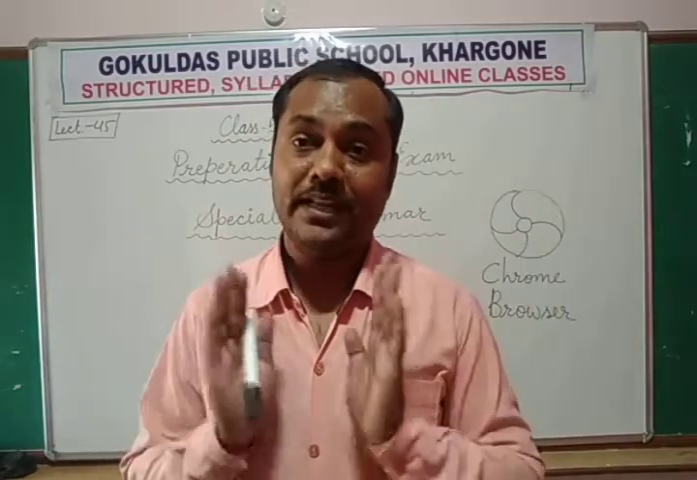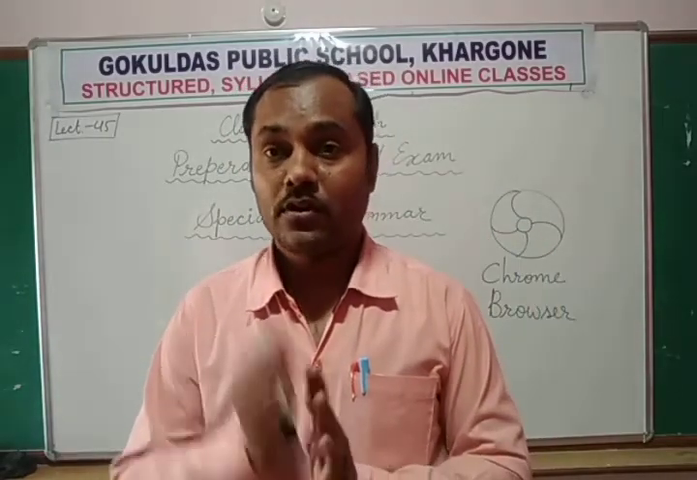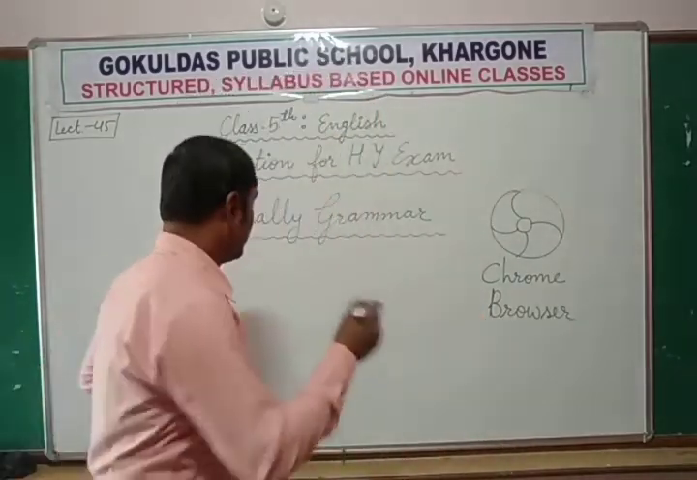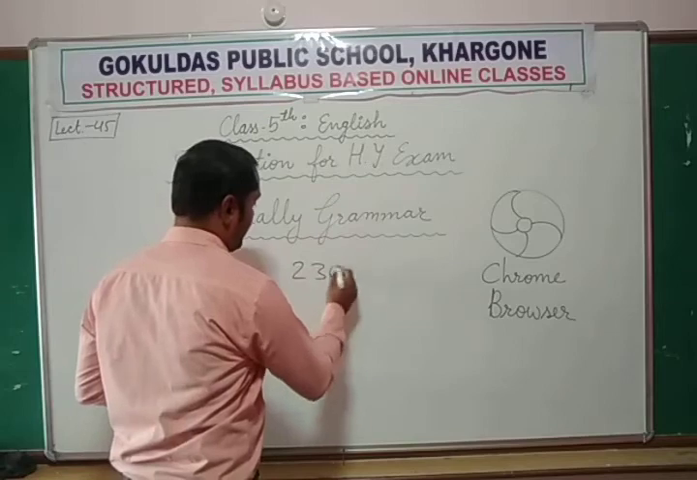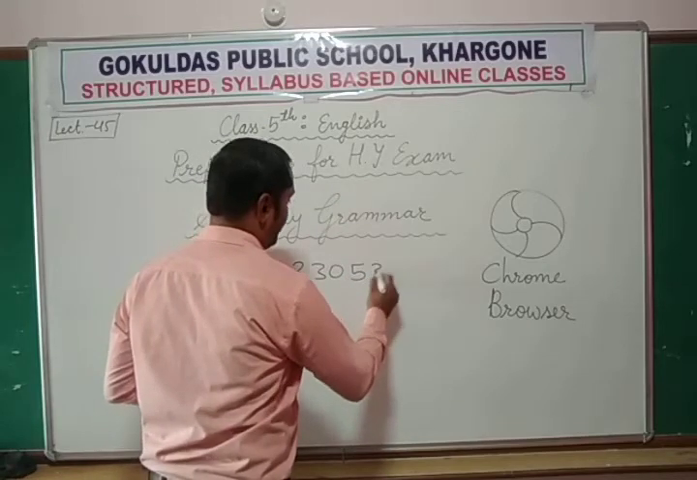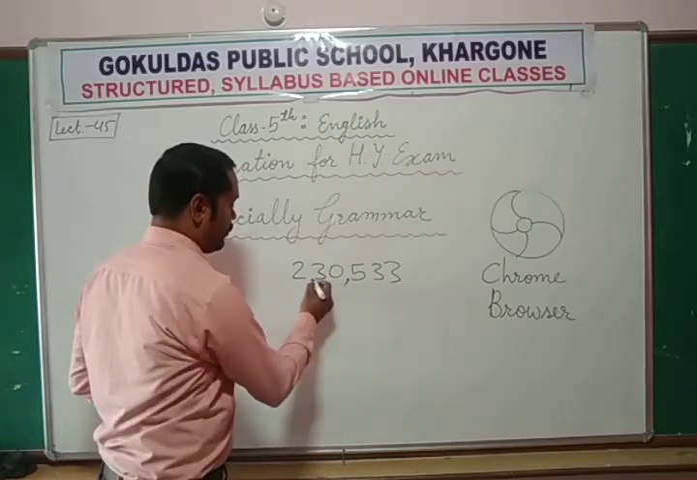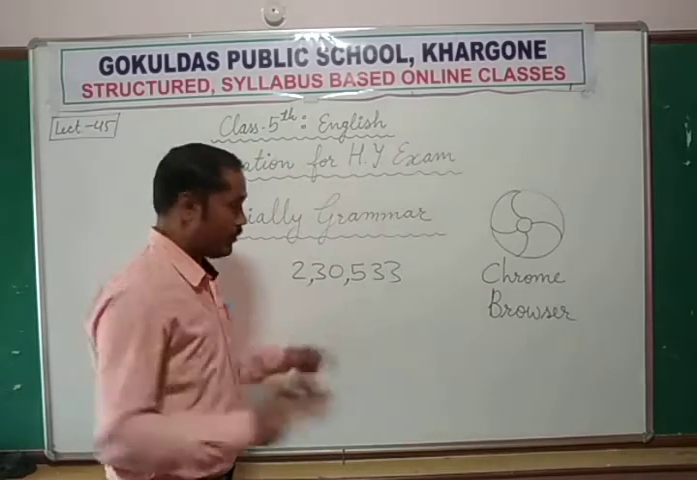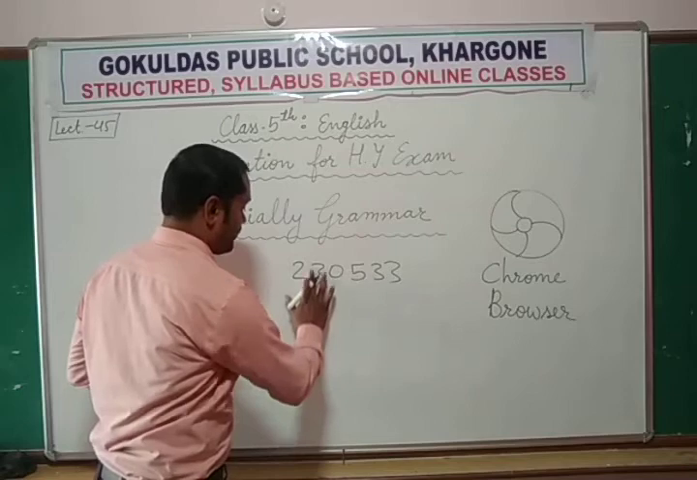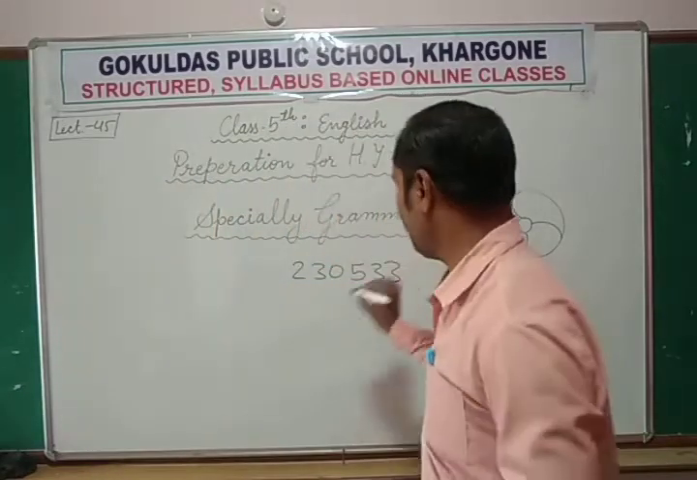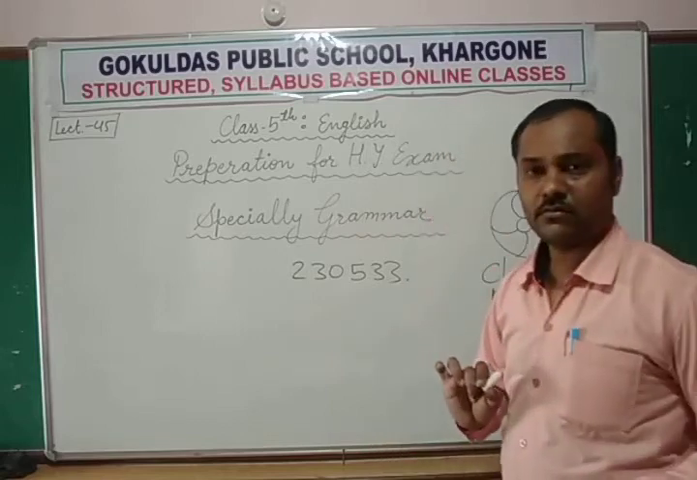And especially in mathematics, don't put commas in between. Suppose you are writing 2,30,533. If you want to write this, some of the students put commas, so don't put commas, otherwise your answer will be incorrect. And don't put any dot.